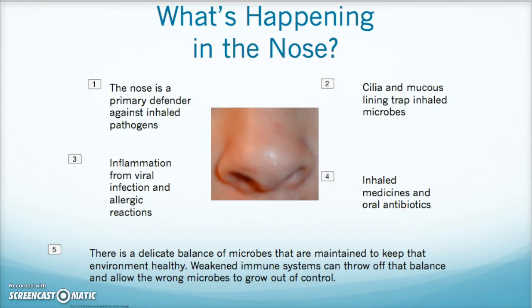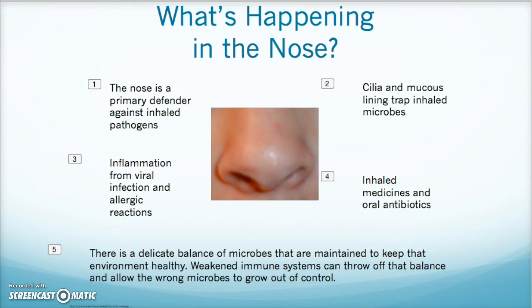So when we talk about the nose, you need to keep in mind that, first of all, the nose is the primary defender against inhaled pathogens. And we also see that it has cilia and mucus that can trap microbes that are inhaled, so prevent maybe pathogens from getting in further into the respiratory tract. Often we will see inflammation of the nose and nasal passages if there's a viral infection or perhaps allergic reactions. And this is also where we would inhale medicines, and oral antibiotics can work if we have some sort of bacterial infection that needs to be taken care of.